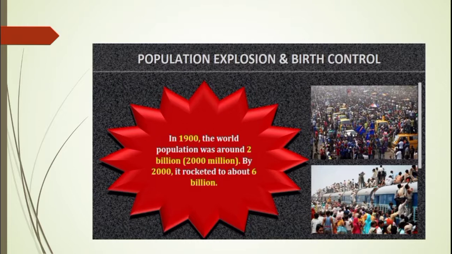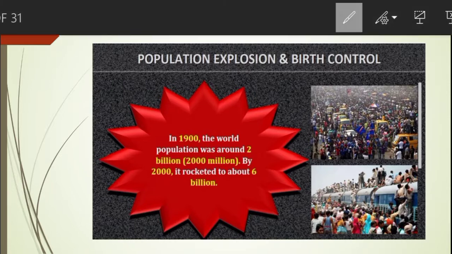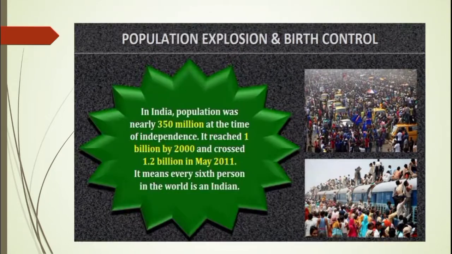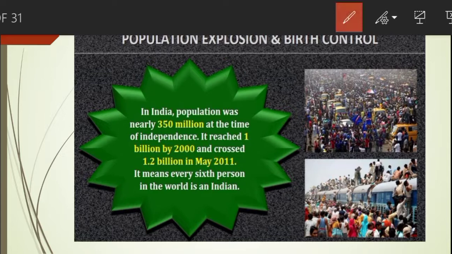The world population, which was around 2 billion in 1900, has increased to about 6 billion by 2000. A similar trend was observed in India too. Our population, which was approximately 350 million at the time of our independence, has now reached close to a billion by 2000 and has crossed 1.2 billion by May 2000. This indicates that every sixth person in the world is an Indian.